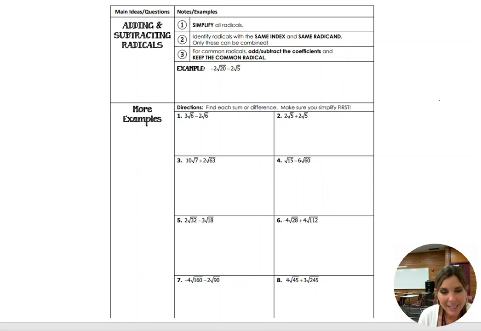Hi, you guys. Today's lesson is on adding and subtracting radicals.